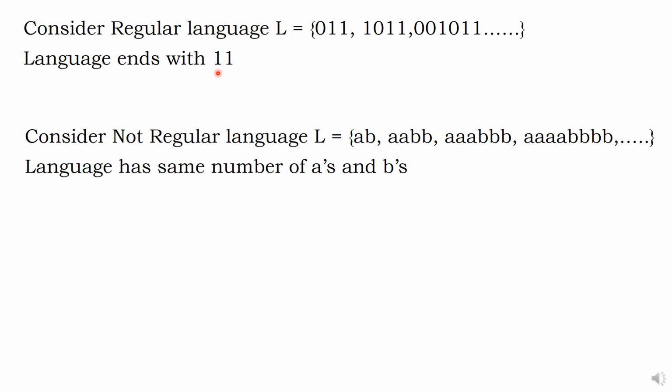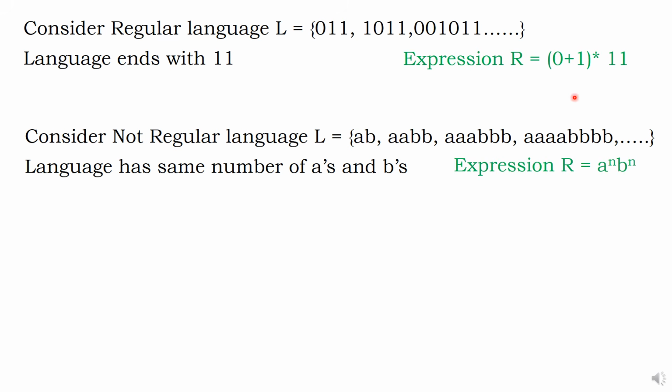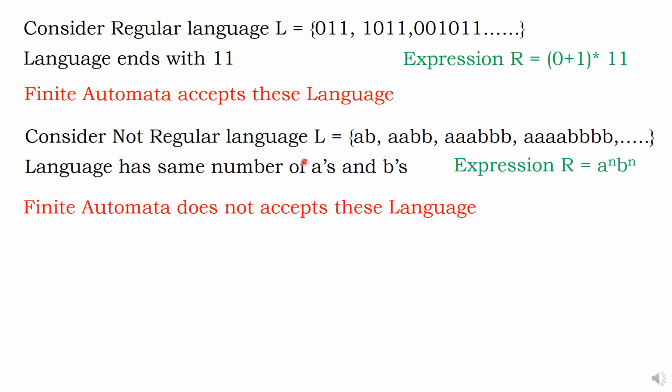And what is its expression? The expression is: ends with 11, starting can be anything, 0 or 1, any number of times. What is the other expression? The expression is A power n, B power n. That means n number of A's, n number of B's. We call the first language a regular language because finite automata accept this language. Will finite automata accept the other language? No. Reason, it needs memory. Finite automata doesn't have a memory. So finite automata does not accept these languages.